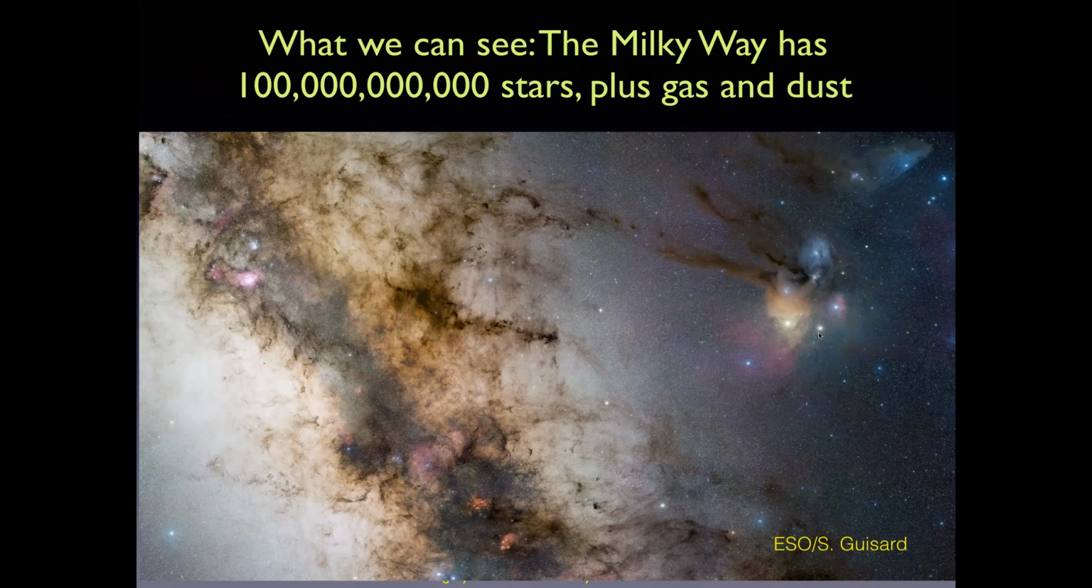And what the Milky Way contains is 100 billion stars, roughly, plus gas, mostly hydrogen, but also helium. And the hydrogen is in atomic form and molecular form, so 2 hydrogen atoms bonded together. And it's made of dust.